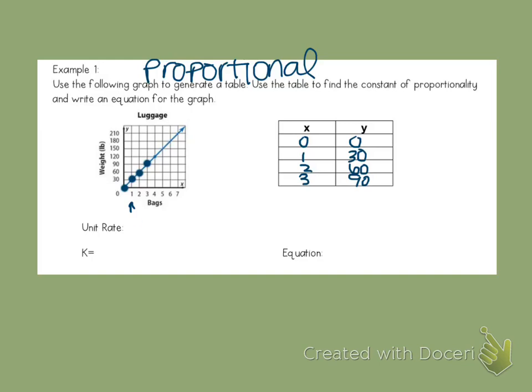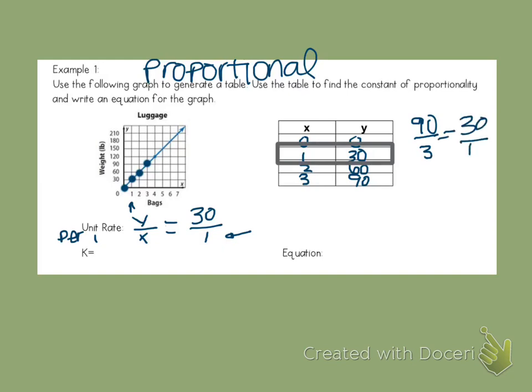Okay, so to find unit rate, it's your y over your x. Because it's proportional, I honestly, guys, can just grab this line right here. Y over x is 30 over 1. Unit rate means 1 at the bottom, per 1. Because my graph is proportional, I don't have to sit there and simplify. But just to prove a point, 90 over 3 simplifies to 30 over 1. So that is your unit rate. Okay, and then it asks for K. K is your unit rate simplified. So if it's 30 over 1, K is 30. And that is your constant of proportionality.